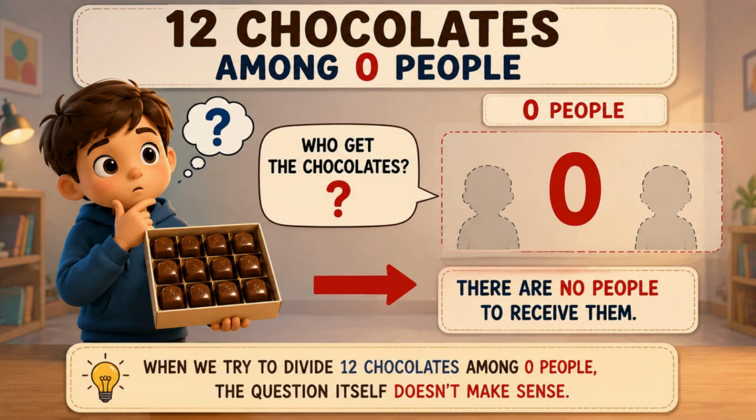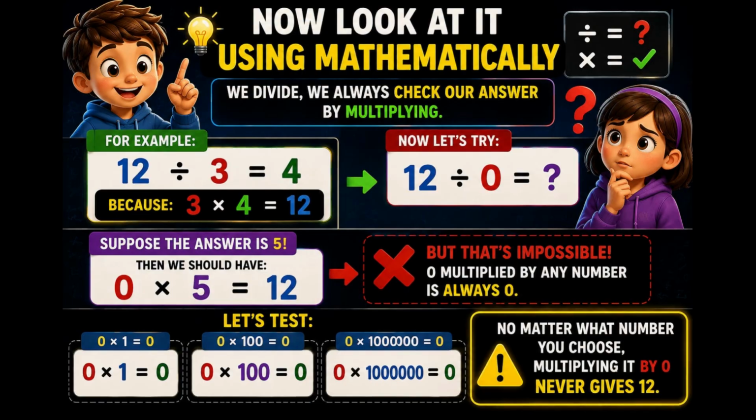When we divide, we can always check our answer by multiplying. For example, 12 divided by 3 is equal to 4, because 3 times 4 is equal to 12. Now let's try. 12 divided by 0 equals? Suppose the answer is 5. Then we should have 0 times 5 is equal to 12. But that's impossible. 0 multiplied by any number is always 0.